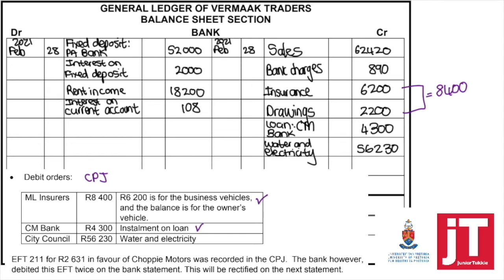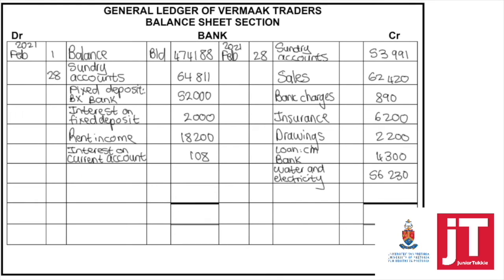If you look at the last transaction, EFT 211 for 2,631 in favor of Choppy Motors was recorded in our CPJ. The bank, however, debited this EFT twice on the bank statement. This will be rectified on the next statement. This means that the bank made a mistake, and if the bank made a mistake, we have to show it in the bank reconciliation.